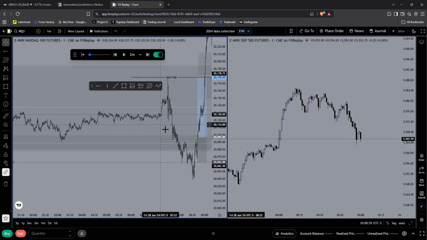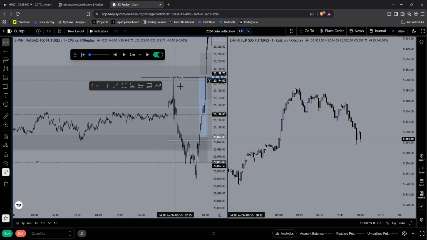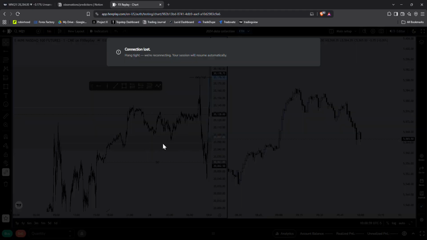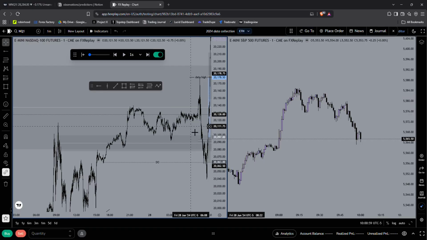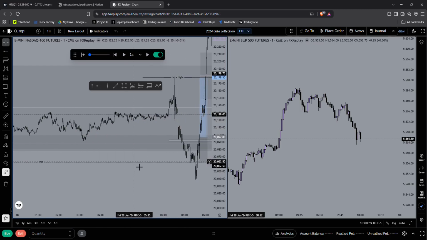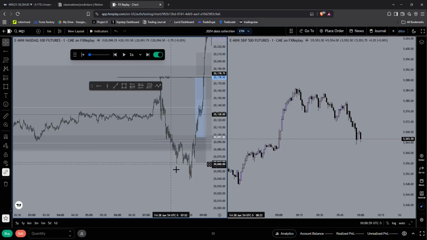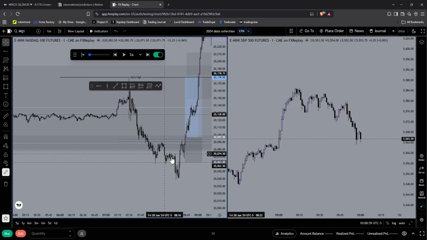Because assuming that we, yeah, you could also count this manipulation, I guess. I don't know. Because this still is accumulation. We got this manipulation move up. And then what did we have? This distribution down to all this LR. We had the distribution down to all this LR to a true day opening price.